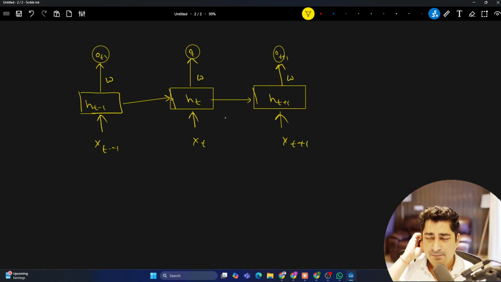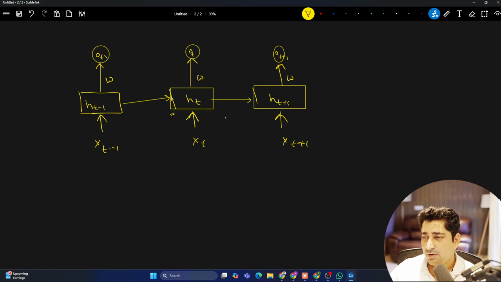Ideally we are talking about a neural network which is able to pass data in a sequential manner, to give input in a sequential manner. And here you will see that the next state is trying to take the input.